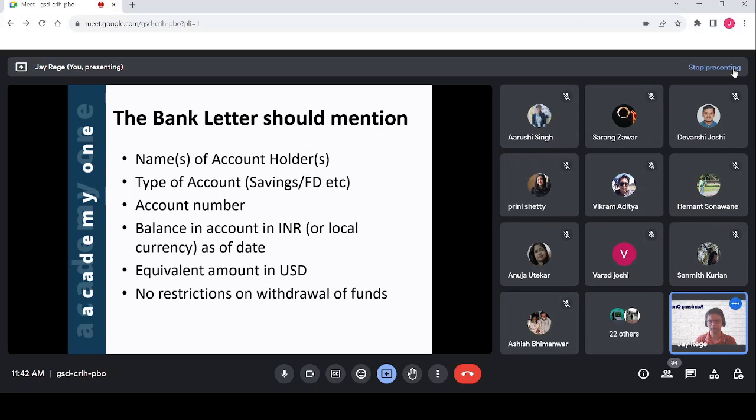Whatever format they have, ideally the name of the account holder, the type of account, account number, and balance in Indian rupees, and the fact that there is no restriction on the withdrawal of these funds. That is, there is no existing loan on the account, or there is no lien marked on the account and all that. Those are the only things that they would mention, especially in case of fixed deposits. So almost every bank will mention that. Some banks, as I said, will tell you that we will not mention the US dollar equivalent. That is okay. Don't worry about it.